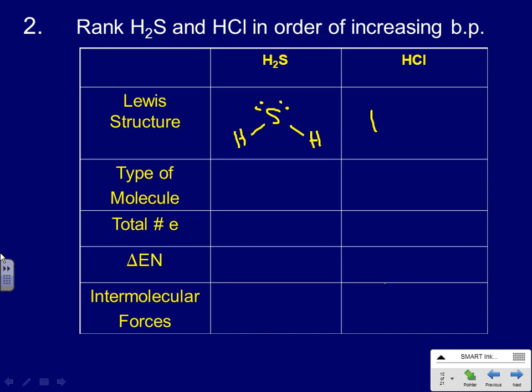And then we've got an HCl. And again, where it says type of molecule, we need to determine some delta ENs. Now, I didn't make this table, and I've just been too lazy to change it. But if I were to do this, I'd put the delta EN above the type of molecule, because that's going to tell you whether it's polar or not. So let's jump down to the delta EN, and we'll find the delta EN for these things.